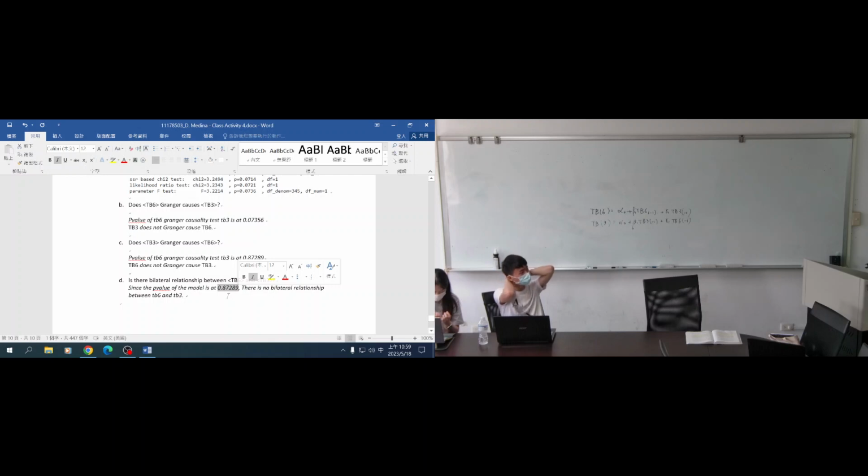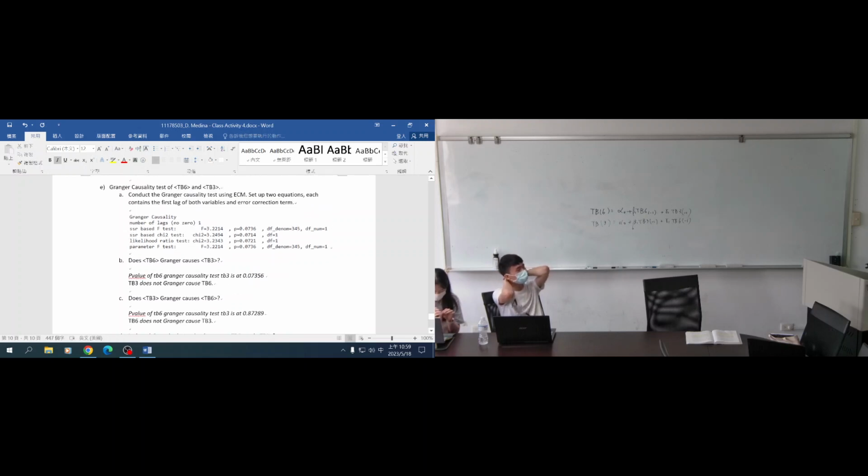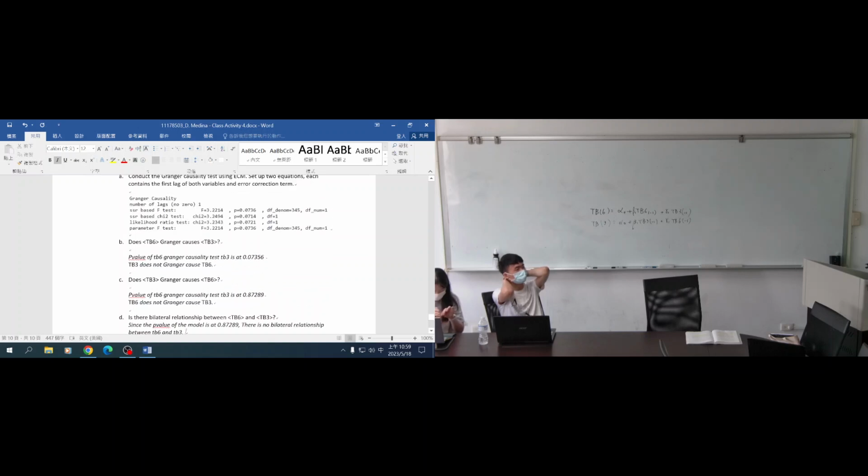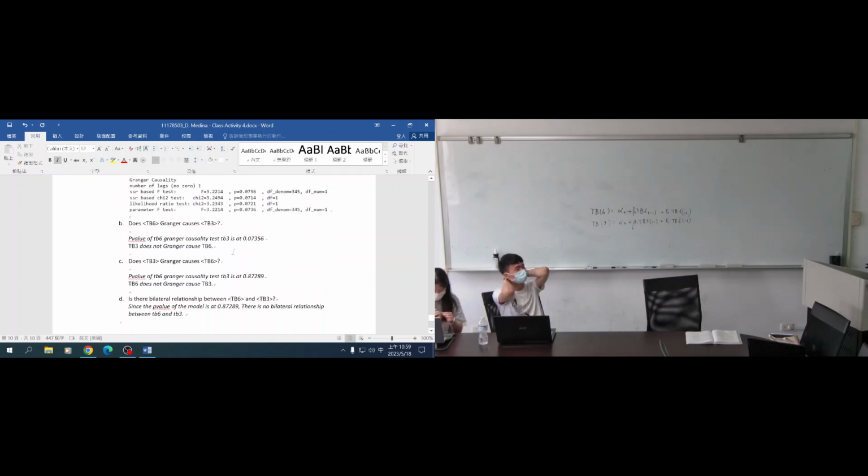Well, let me see your F. Your F is significant. But what is this? The p-value of the model is this. What is this? What is 87? The p-value is 87. Where is it? What do you mean? The p-value is 87.